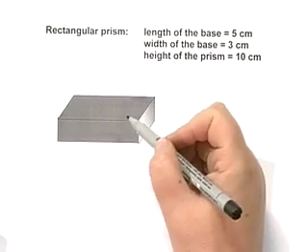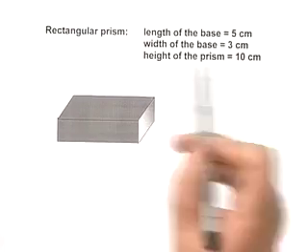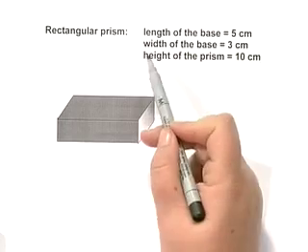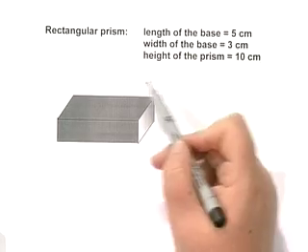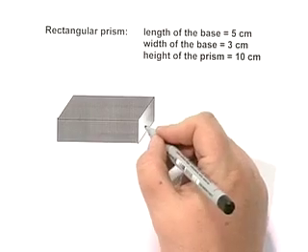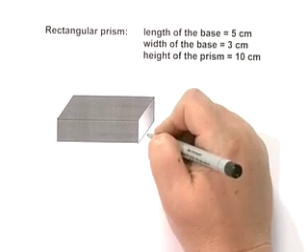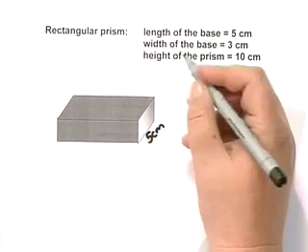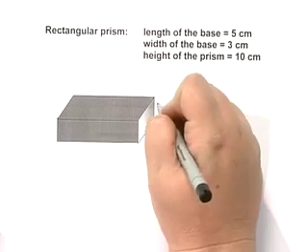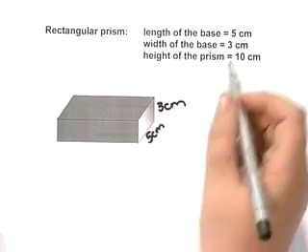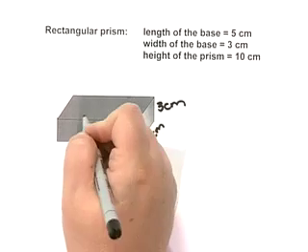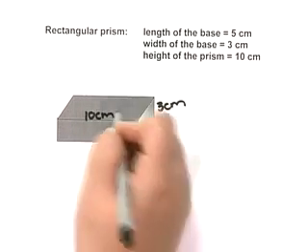Now let's use it. We're going to find the volume of a rectangular prism. Let's look at this example. We have a rectangular prism. Length of the base 5 centimeters. Width of the base 3 centimeters. Height of the prism. Let's record that. We're going to make this lighter shaded part our base. So we can write the length is 5 centimeters. The width would be 3 centimeters. And then the height of our prism, that would be 10 centimeters.